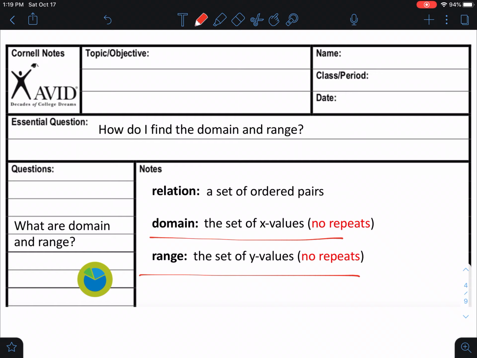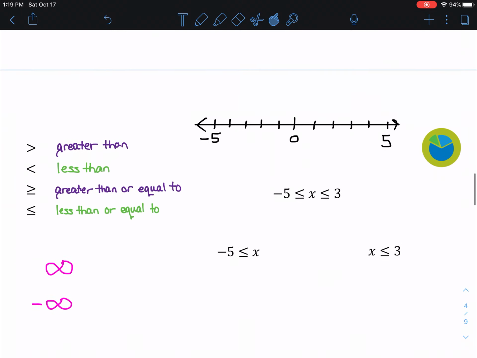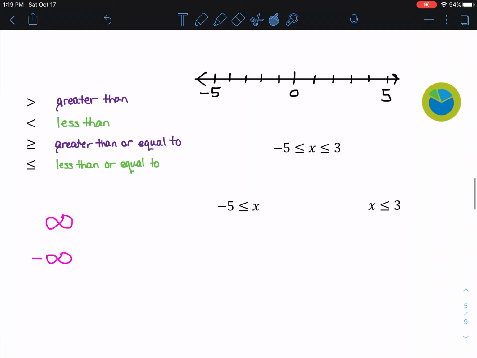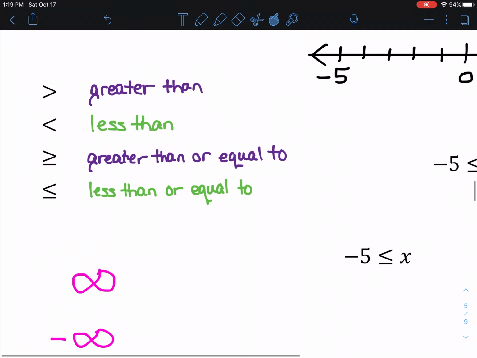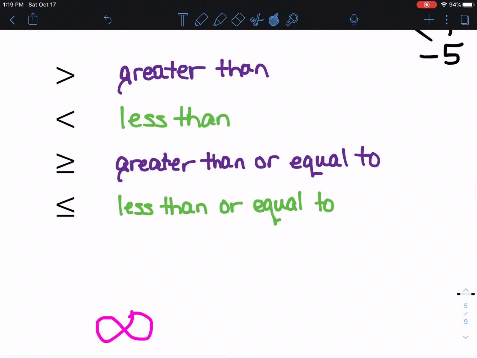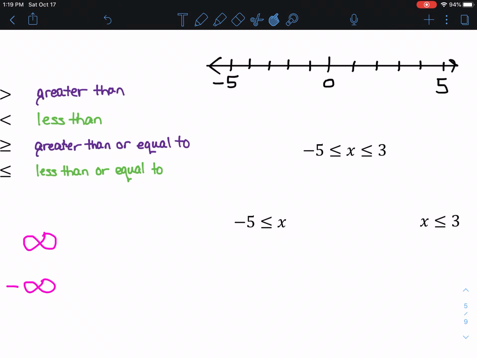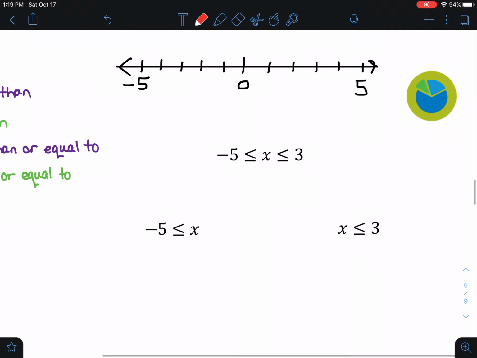Okay. All right. So let's go over a few things before we actually start with domain and range. So just a quick reminder, these are our inequalities: greater than, less than, greater than or equal to, and less than or equal to. Really what I want to focus on is this right here. So this is something called a compound inequality.